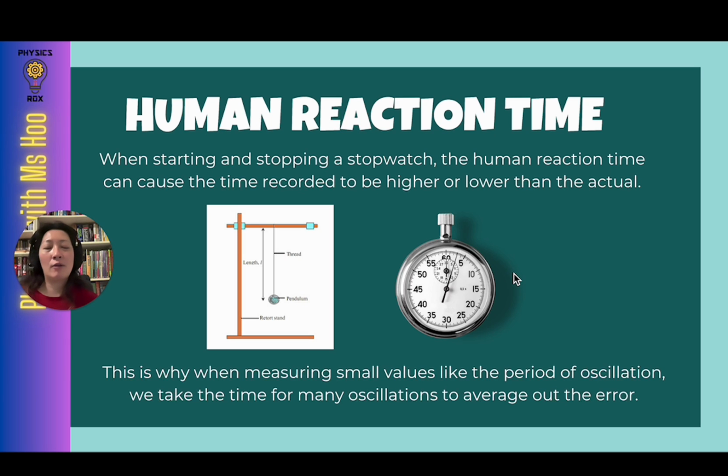So that's why we don't measure only one value for a very short time, like the period of oscillation. We take the time for many oscillations in order to average out the error. Because yes, there will be some difference in time, whether there's a time delay or a little bit too fast when it comes to pressing the timer. So by taking many oscillations, whatever difference in time that was caused by the human reaction time averages out the error, meaning it minimizes that value because it's spread out over many oscillations. That's what it means when we say to average out the error.